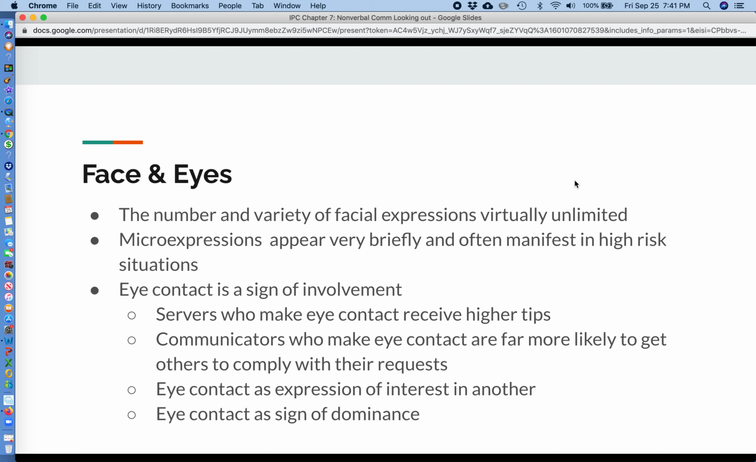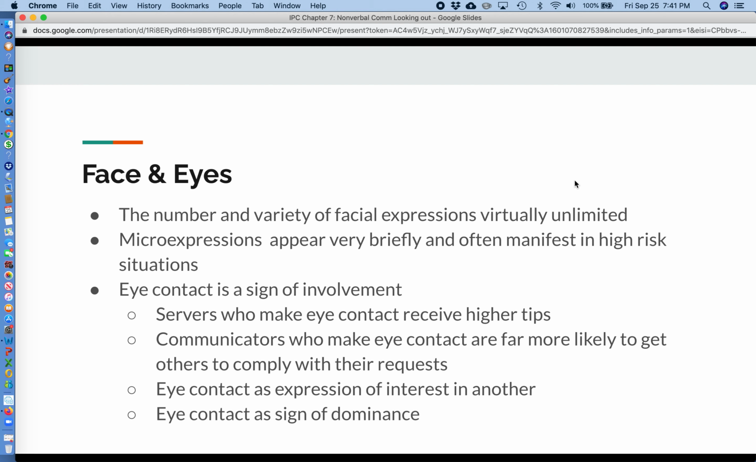Now, eye contact, of course, is part of facial expressions in a sense, right, where your eyes are directed, and generally, eye contact is a sign of engagement or involvement. And eye contact is itself a really kind of a weird thing, right? It has a tremendous impact on our communication. We know that servers who make eye contact, waiters and waitresses, generally make higher tips. We know that communicators who make eye contact are far more likely to get others to do what they want. We know that eye contact can be used as an expression of interest in another person, oftentimes romantic interest, right? And we also know that eye contact can be a sign of dominance.